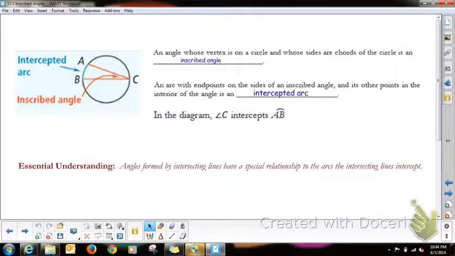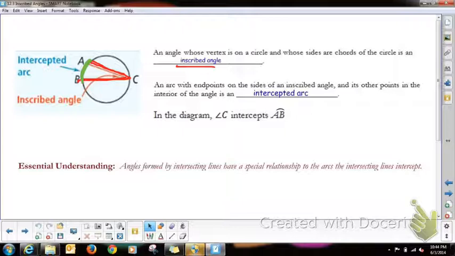Alright, so fill in the blanks here. An angle whose vertex is on a circle and whose sides are chords of the circle is an inscribed angle. So this angle here, ACB, its vertex is on the circle and its sides are chords of the circle, meaning that it goes from one side to the other, one side to the other. So it's an inscribed angle. And an arc with endpoints on the sides of the inscribed angle and its other points in the interior of the angle is called the intercepted arc. So arc AB is the intercepted arc. In this diagram, angle C intercepts arc AB.